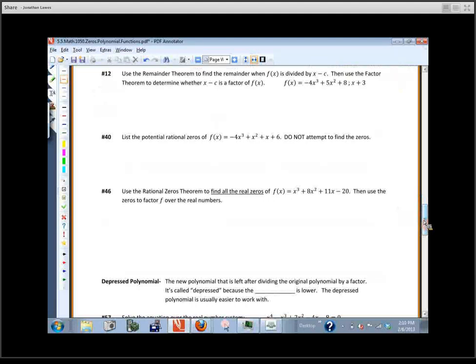So this is problem number 12. It says, use the remainder theorem to find the remainder when f of x is divided by x minus c. Use the factor theorem to determine whether x minus c is a factor of f of x. Very wordy. Here's what it means to do. I want to know whether or not this is a factor of that polynomial right there. The easiest way to do that is try synthetic division, and what are we hoping for as a remainder?